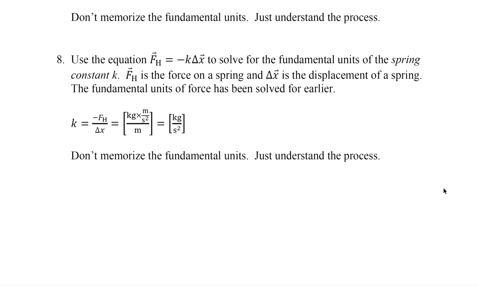So first solve for k. k equals minus F sub H divided by delta x. The negative sign doesn't have any units. The fundamental units of force is kilograms meters over second squared. The fundamental units of delta x, which is a change in displacement, is meters. So you get kilograms over second squared.